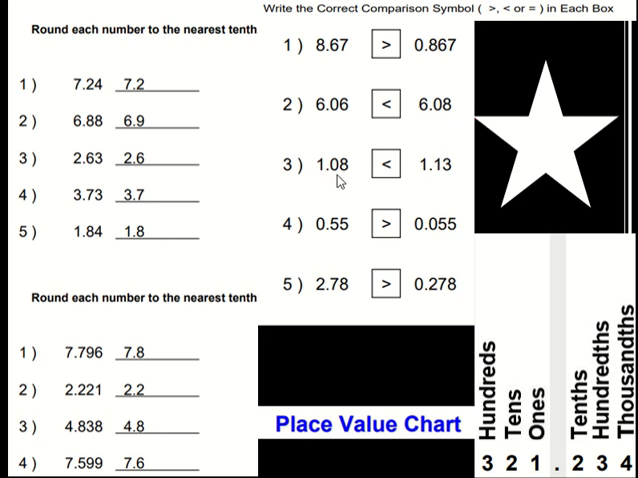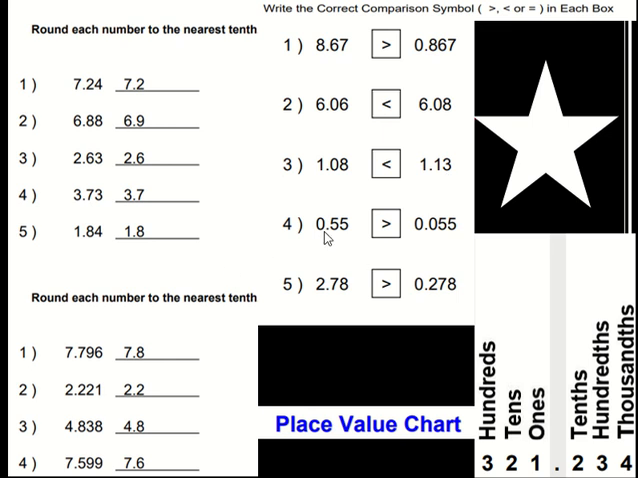Let's move right along to this problem. You have 1.08 and you have 1.13. Well, they both have ones in the ones spot, so that makes them equal at that point. But then in the tenths place, you have a 0 and you have a 1. So automatically, you don't have to go any further. This number is bigger than the 0. And so 1.08 is less than 1.13.